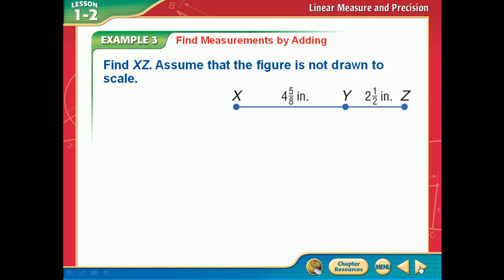Might as well use this. Easier for me than writing it all out. Let's take a look. It says find XZ. Now watch what they did. Where's that line segment thing over top of it? What's up with that? It's not there. Did they forget it? Did they make a mistake? No. The Y is not in there, and that little line over top represented a segment. It's not there because of this.